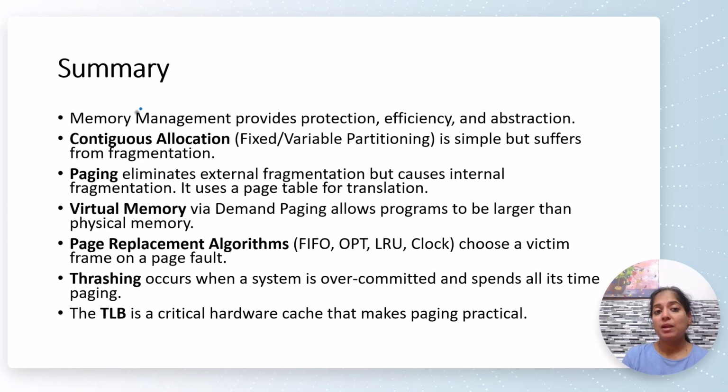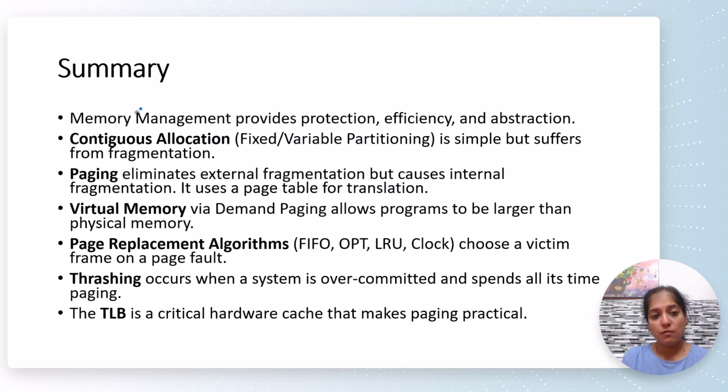So in summary, memory management provides protection, efficiency, and abstraction. We have contiguous and non-contiguous memory allocation. In contiguous memory allocation, there are fixed or variable size partitions. It is simple but suffers from fragmentation. We can have internal fragmentation and external fragmentation. Paging is a scheme which eliminates external fragmentation but causes internal fragmentation. It uses a page table for translation.